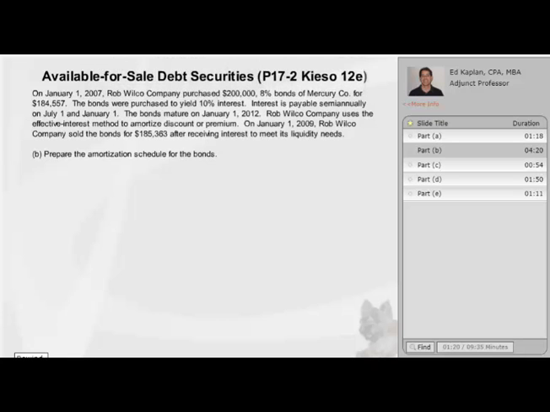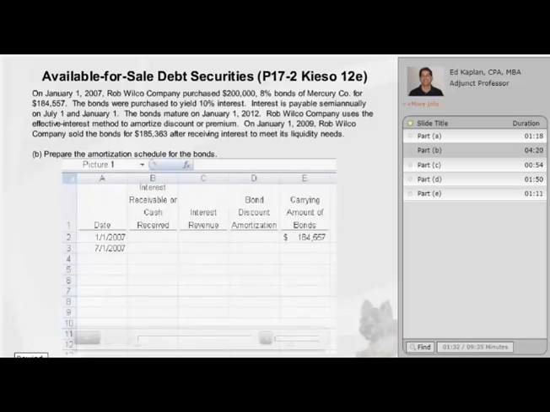Next we tackle Part B, which asks us to prepare the amortization schedule for the bonds. Now a video will show up, and when it does, you'll have some controls near the bottom. If you mouse over to it, you'll be able to see the controls, and then when you mouse off, it will disappear. So you can toggle back and forth to watch the video.